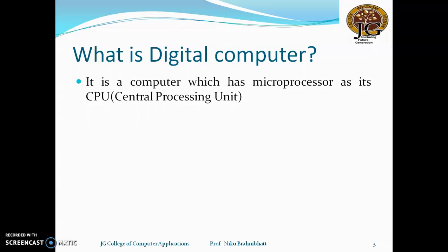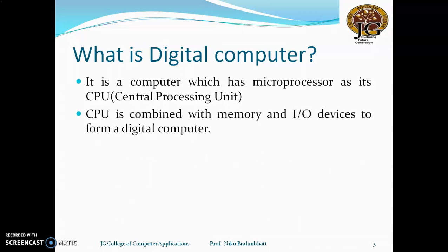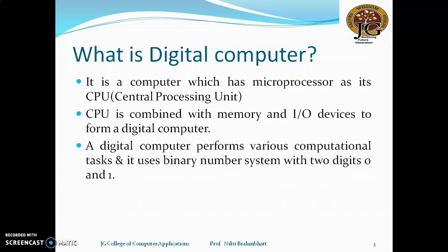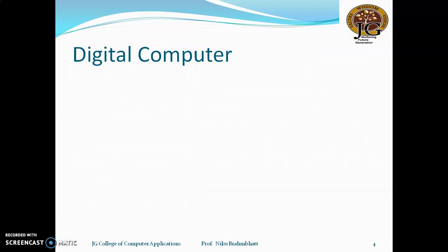It is a computer which has microprocessor as its central processing unit, or you can say CPU. CPU is combined with memory and I/O devices to form a digital computer. That means we can define a digital computer like a computer which has microprocessor as its central processing unit, which is combined with memory and input-output devices. Digital computer performs various computational tasks and it uses binary number system with two digits 0 and 1. This digit is called a bit.